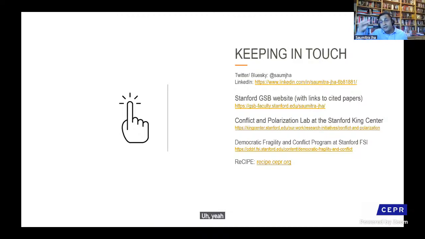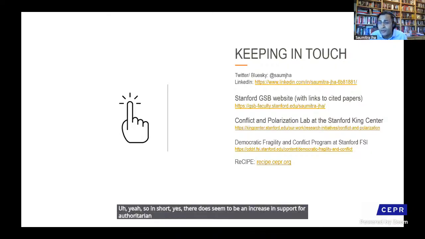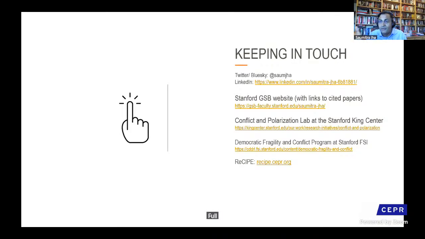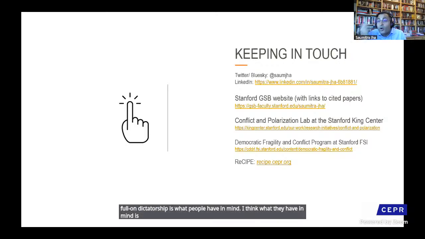Yeah. So in short, yes, there does seem to be an increase in support for authoritarian alternatives, at least in the cross-country data that we looked at. But I think the way one might think about it is not that people have in mind full-on dictatorship. I think what they have in mind is that what we need is someone who doesn't have these shackles of checks and balances.